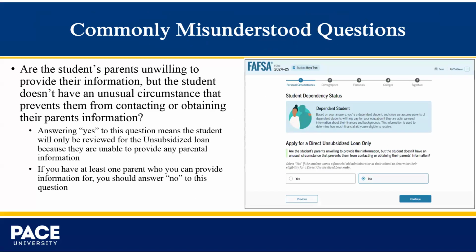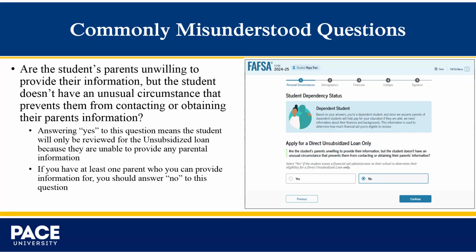The first question we'll go over pertains to students' parents' willingness to provide their information on the FAFSA. The Department of Education has found this question has confused so many families, they're actually working on restating the question to make it clearer. The question states, are the student's parents unwilling to provide their information, but the student doesn't have an unusual circumstance that prevents them from contacting or obtaining their parents' information? If you answer yes to this question, what you're saying is you cannot provide any parental information on the FAFSA because your parent does not want to give you that information.